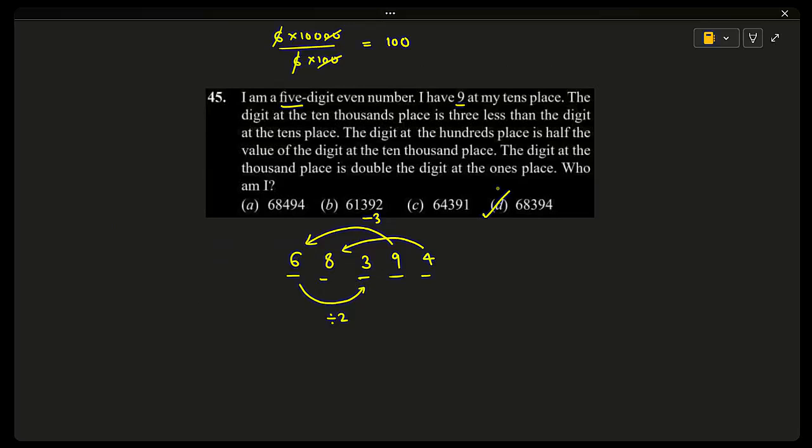So from 6 we cannot take. Why? Because if you take 6 at the ones place, 6 double is 12. 12 is not accepted as a single digit. So 0 to 4 we checked. The correct answer is there in one of the options, option D.